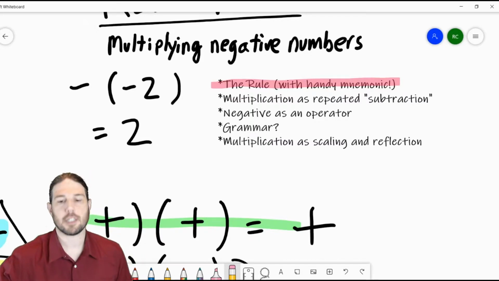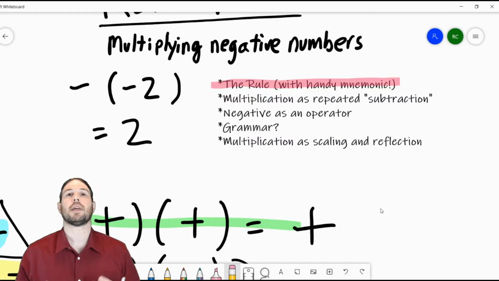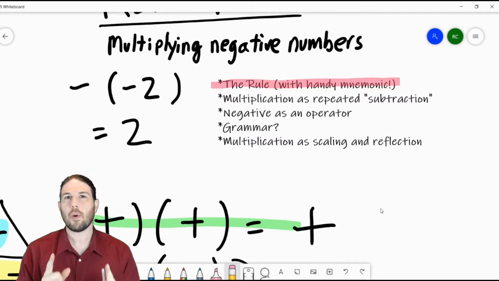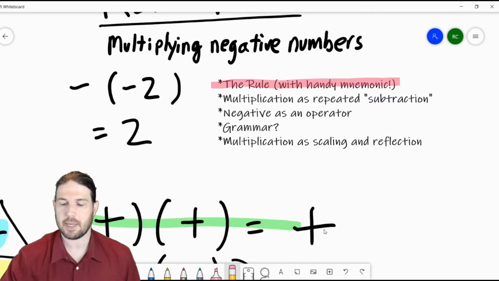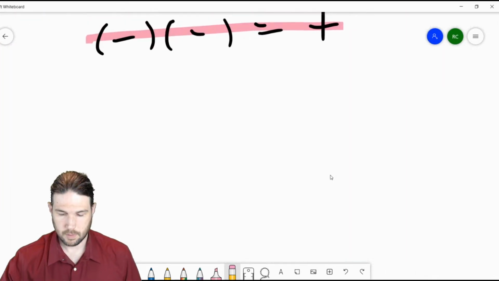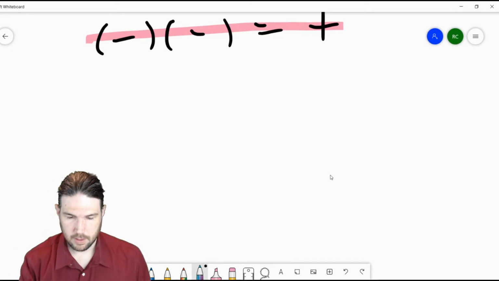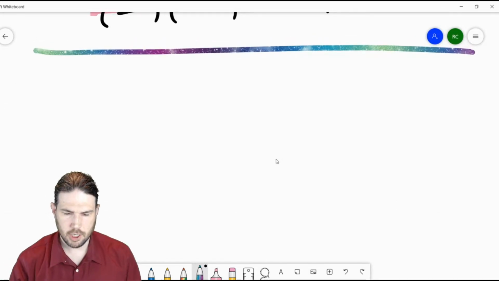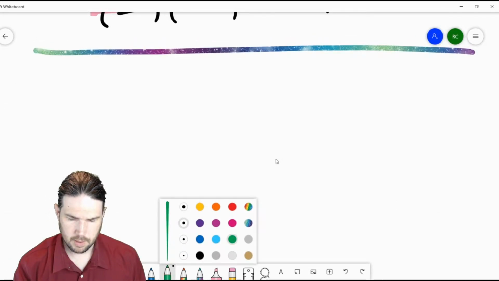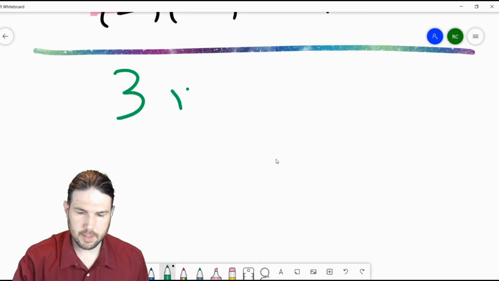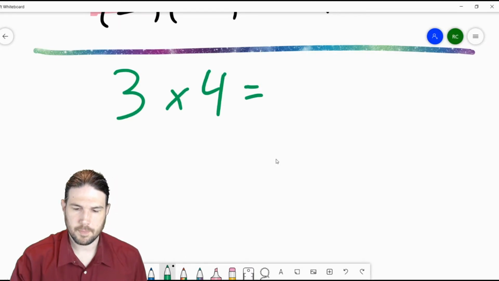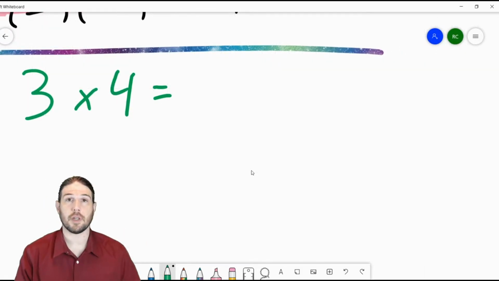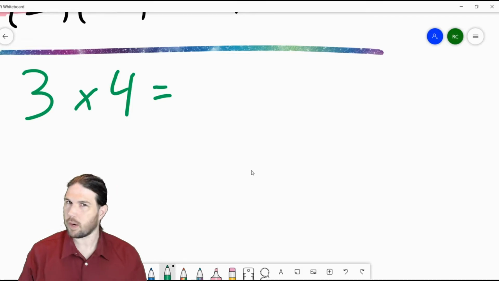Multiplication as repeated subtraction. I really like this because it connects well to what you already know about multiplication, and you'll see what I mean in just a moment. Okay, so let's section some space off here, and let's talk about the problem 3 times 4. Okay? Don't worry, we're going to get into negatives soon, but I think you're going to see where I'm going with this.